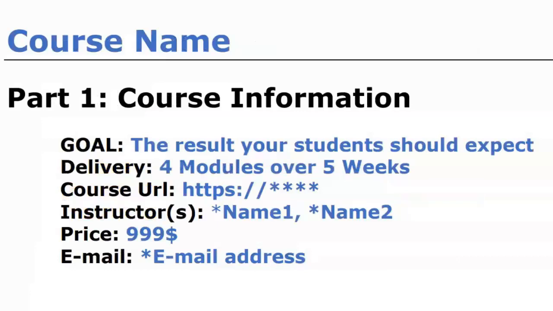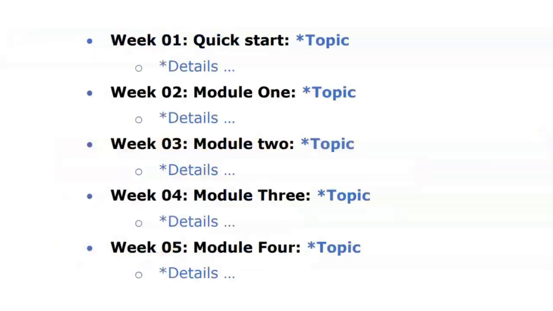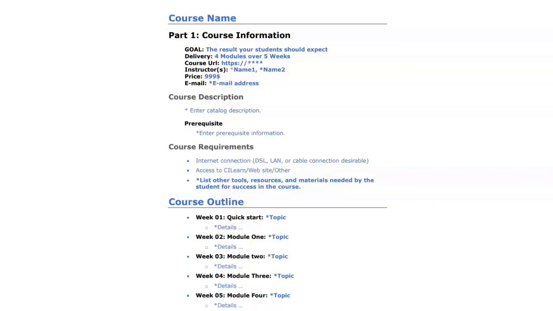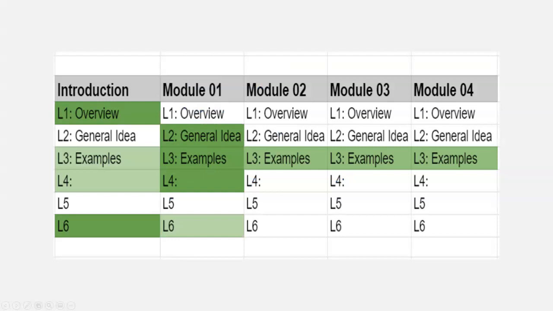So, starting your outline. First, write down the goal. Then plan the delivery. How are you going to deliver it? After that, set the price. Then list below all the modules and put a title and description for each. On another private spreadsheet, you can list all the modules and their lectures to track the creation process.